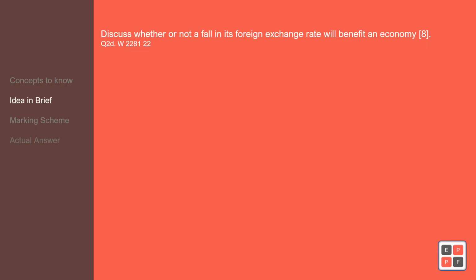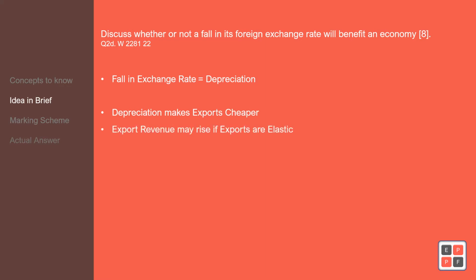So the idea in brief is that a fall in the exchange rate is depreciation. Depreciation makes exports cheaper. And if exports are elastic, if price elasticity of demand is high, export revenue may rise because people are going to demand our exports more since they have become cheaper, which means aggregate demand could increase if net exports increase, and with an increase in aggregate demand there could be more growth, which could result in more employment.